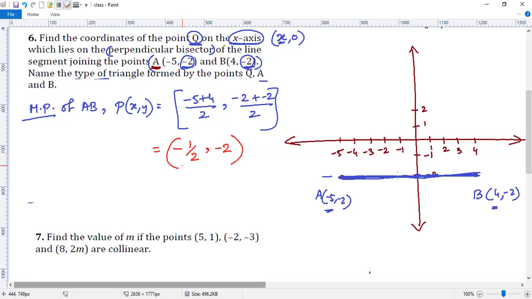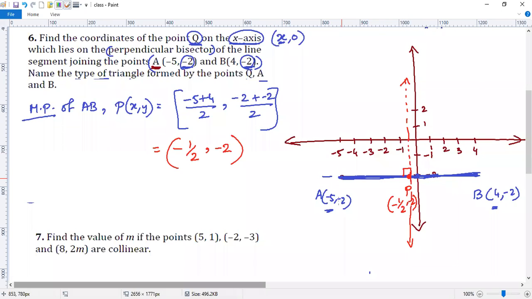So the point coordinate for P, which is nothing but the midpoint, lies somewhere here. Okay. This point is P and it is minus half comma minus 2. When this is the perpendicular bisector, through this point P and perpendicular to this line, you'll have the perpendicular bisector line pass through. Correct? For sure, your perpendicular bisector will be passing through this and it will be perpendicular to this line.